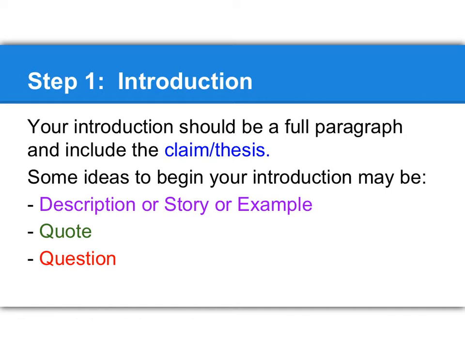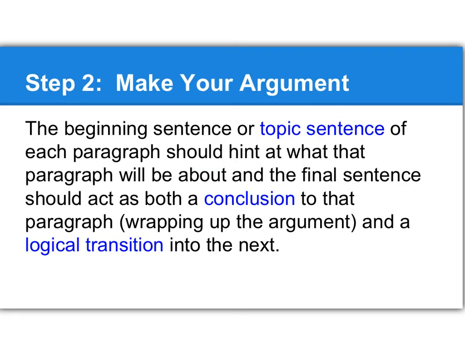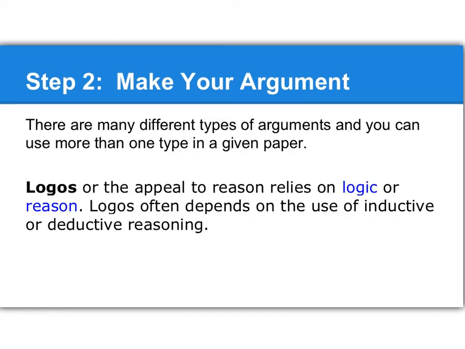Step 2 is make your argument. You're going to split each of your arguments into its own paragraph or section of the paper, and those paragraphs are going to be your body paragraphs. You should make it very clear when you move from one argument to another. When you make your argument, the beginning sentence or topic sentence of each paragraph should hint at what the paragraph will be about, and the final sentence should act as both a conclusion to that paragraph, wrapping up the argument, and a logical transition to the next.